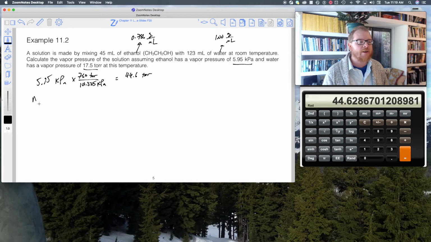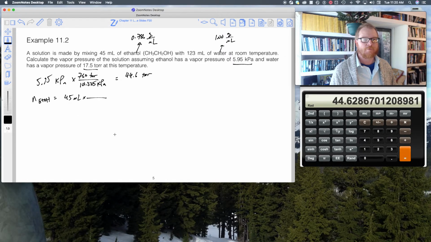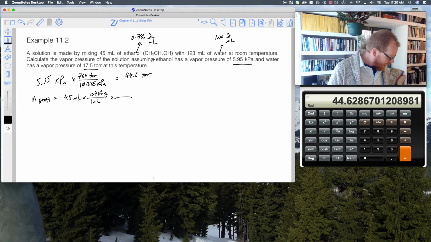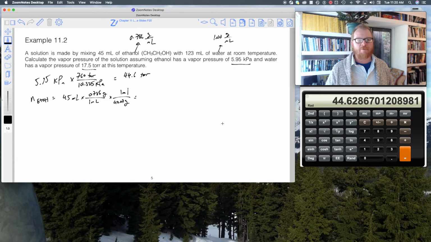So now, first, I'm going to calculate the number of moles of ethanol, which I abbreviate as EtOH. Okay, and so that's going to be my 45 milliliters times now. So my density says, let's see here, 1 milliliter is 0.786 grams. And then now I gave you the formula. So you'll need to remember how to do molar mass, right? So the mass of two carbons plus the mass of six hydrogens plus the mass of an oxygen, I get 48.07. Make sure you get something close to that. 48.07 grams in 1 mole. Okay, beautiful.